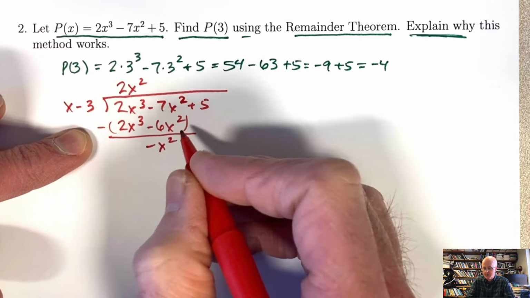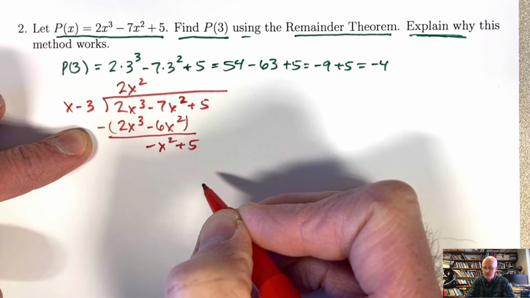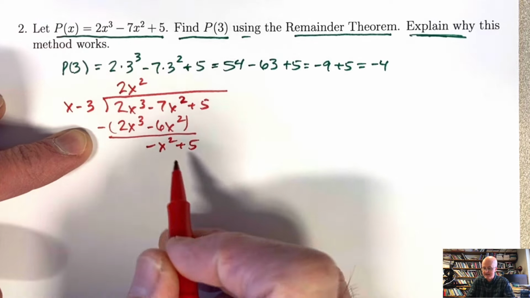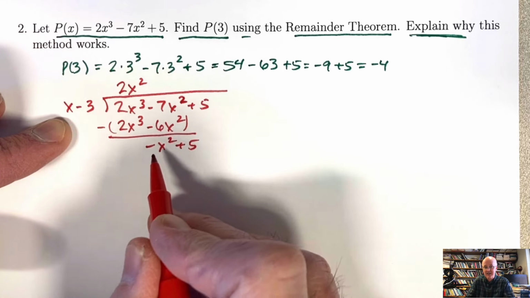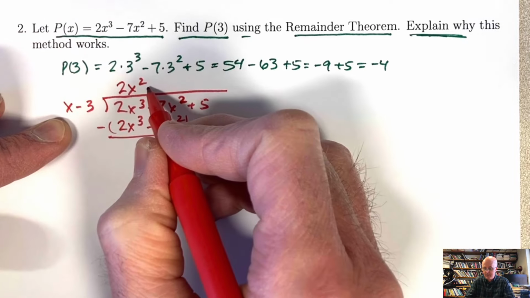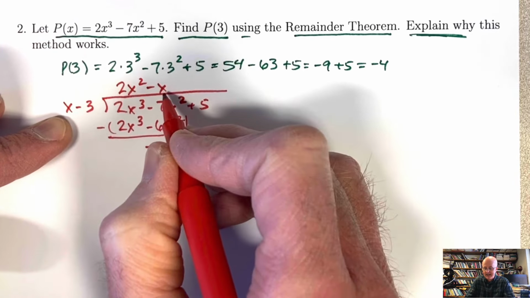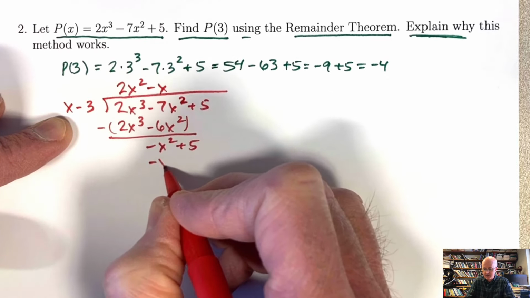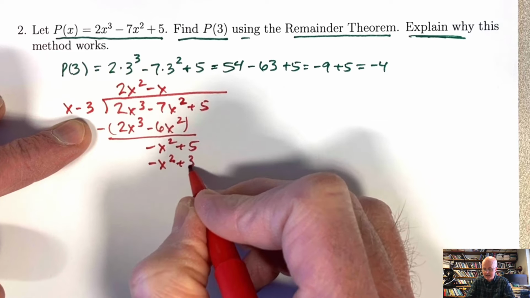I still don't get a linear term. 5 minus 0 is 5. So I get negative x squared plus 5. Now repeat. This is not a constant yet. I need to multiply x by negative x to get negative x squared. Put that negative x up here. This is going to be part of the quotient. Negative x times x is negative x squared. Put it down here. Negative x times negative 3 is plus 3x.